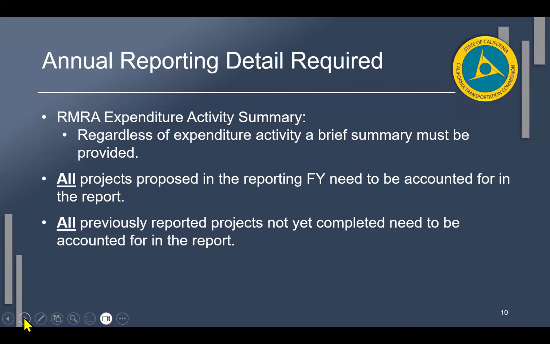You're also updating all projects proposed in the reporting fiscal year because those need to be accounted for in the current report. All previously reported projects, so everything from 23-24 that was not yet completed, right? So it had a status of in progress, carried over, or forecast. You now need to account and give us an update on those projects.